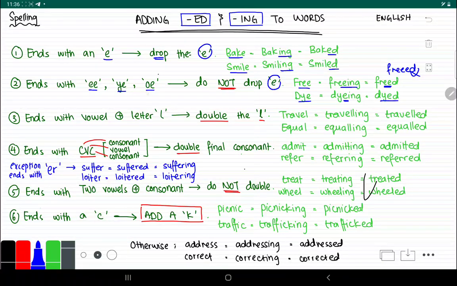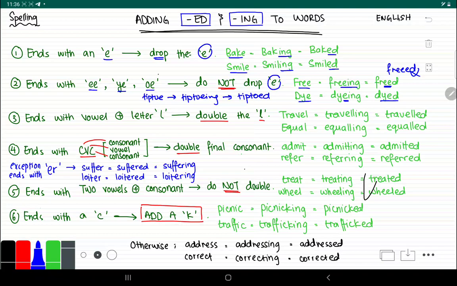For OE, we have the word tiptoe. So tiptoe would become tiptoeing, and tiptoed as well with one E.